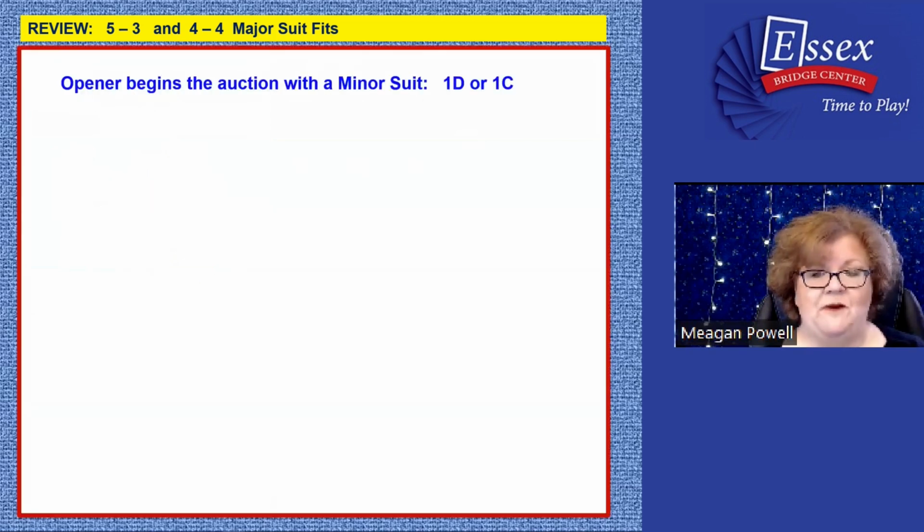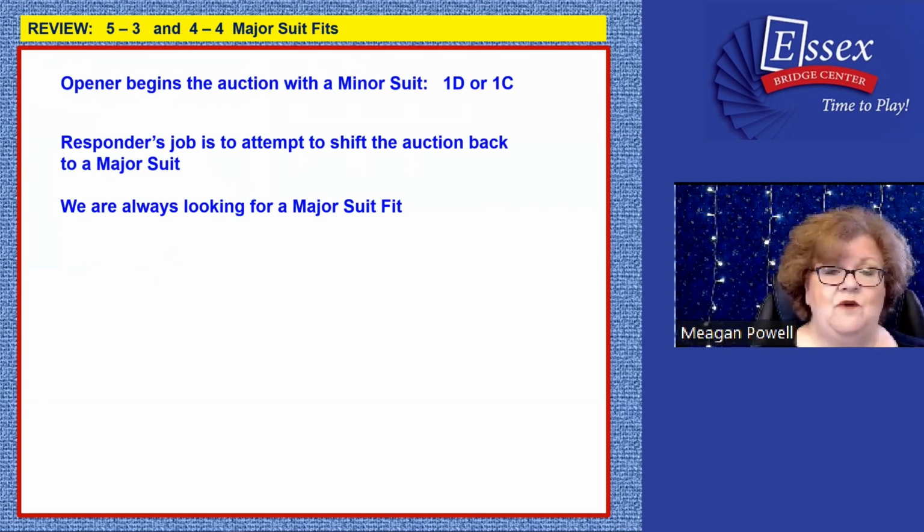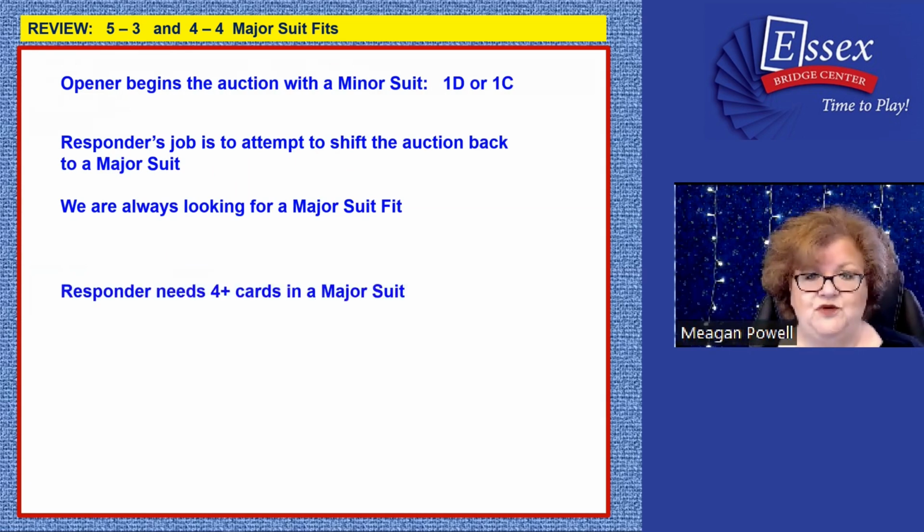when your partner opens a minor suit, your job at that moment is to attempt to take the auction and move it back to a major suit. We are always trying to either maintain or switch to a major suit. We want to find an 8-card major suit fit. Now, responder, in order to do that after partner opens a minor, you need to have at least 4 cards in a major suit. Why do you need 4 cards?